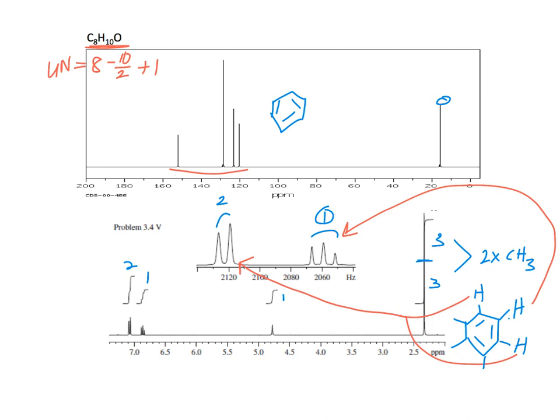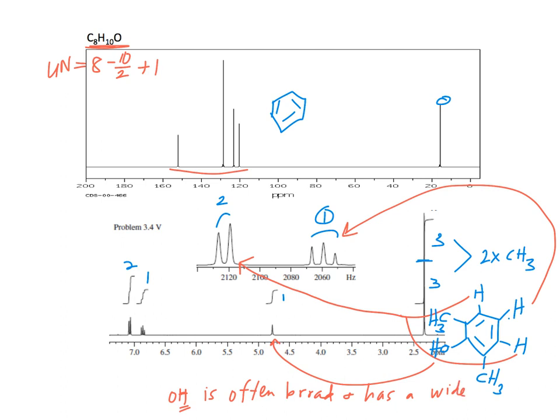We have 2 methyl groups all under one signal. And so this has to be symmetrical, so I'm going to put a methyl group on each side here to keep it symmetrical. So then what do we have left over? This is C8H9. We have an OH left to go. This OH is here. The OH proton signal is often broad and has a wide chemical shift range because it can hydrogen bond.